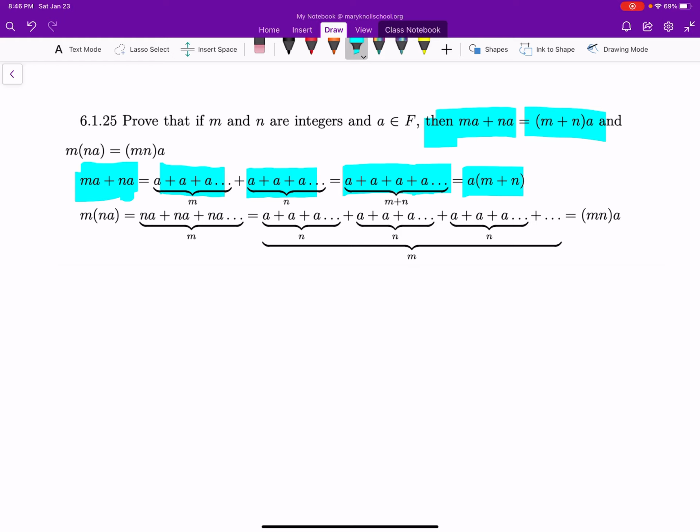Okay, so then here we get something very similar. M times na is na added to itself m times. So that's what we get. And then n times a is a added to itself n times.